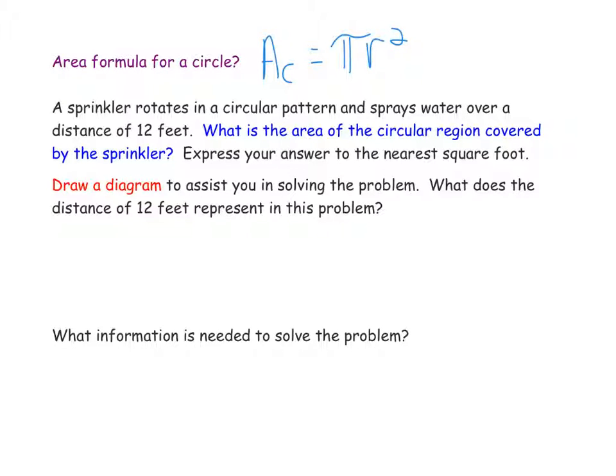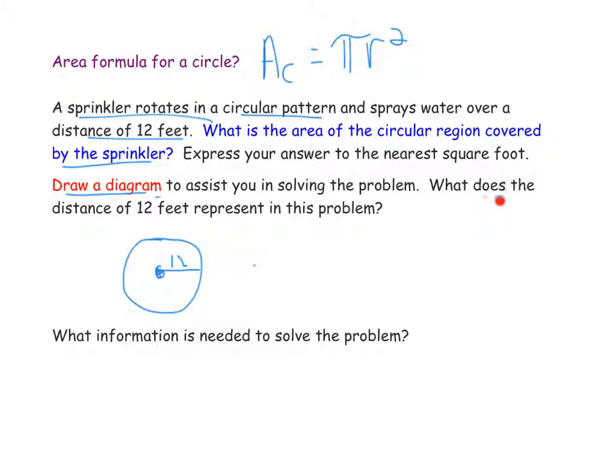So pause and take a second to read this problem. Okay, so hopefully you read it. It was about a sprinkler that sprays in a circular pattern over a distance of 12 feet. What is the area? Draw a diagram. So here is my sprinkler right here, and it sprays in a circular pattern, and it sprays over at least 12 feet. So here's my 12, and it rotates all the way around.